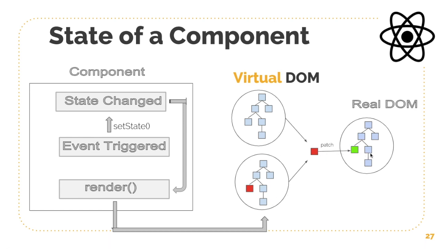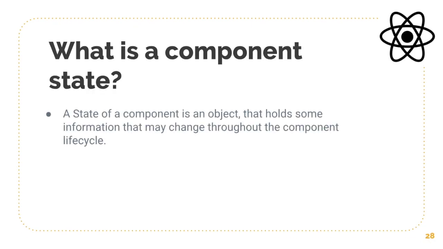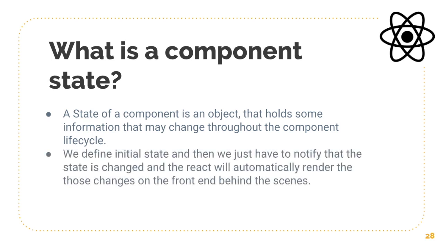Okay. So guys, let's recap. So what is a component state? A state of a component is an object that holds some information that may change throughout the component lifecycle. We define initial state, and then we just have to notify that the state is changed, and React will automatically render those changes on the front end behind the scenes. Okay, by going ahead and first rendering those changes on the virtual DOM, comparing it with the first copy, and seeing what the changes are, it goes and updates that in the real DOM.